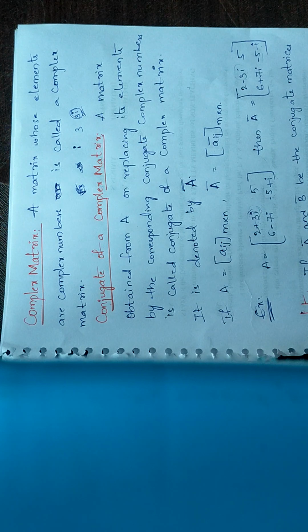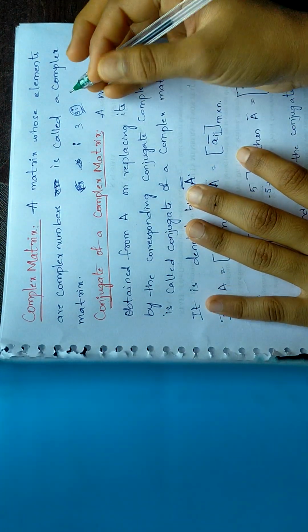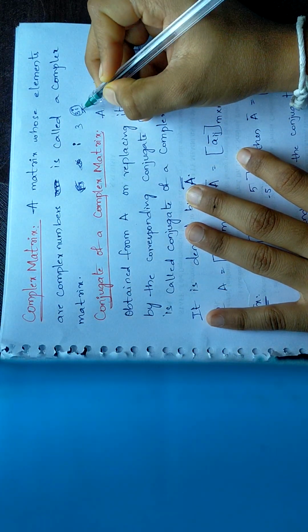Hello guys, in today's video we are going to see about complex matrix. So complex matrix means a matrix which has complex numbers. Okay, what are complex numbers again? Which are imaginary numbers. So imaginary numbers will have i in there, i along with the number like this.